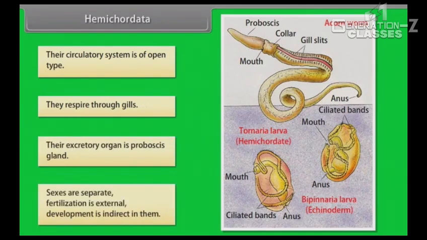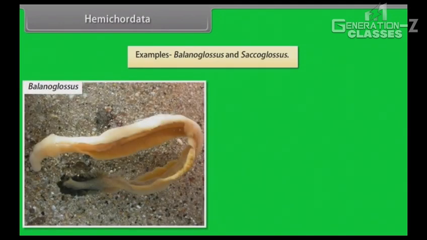Sexes are separate. Fertilization is external. Development is indirect in them. Examples: Balanoglossus and Saccoglossus.